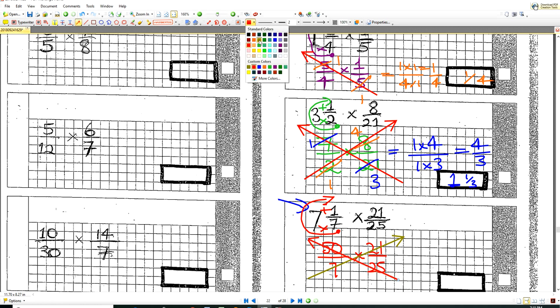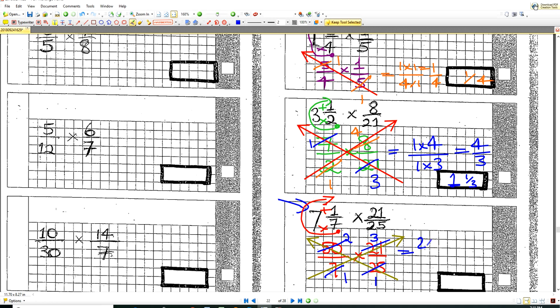Okay, let's have a look at that. We've got those two diagonals. Let's get back to our pen. Let's choose a different color. So 7 and 21, this diagonal here. Divide that by 7, divide that by 7, because 7 is the highest common factor. It's the biggest number that divides into both of them. 50 and 25, the biggest number that will divide into 25 and 50 is 25. 25 divided by 25 is 1. 50 divided by 25 is 2.